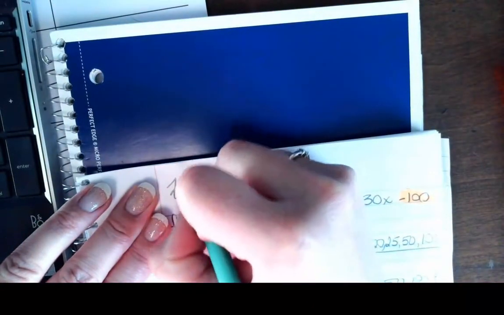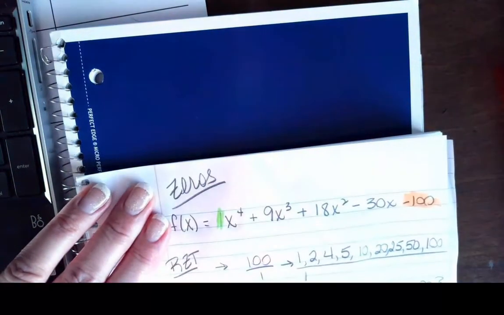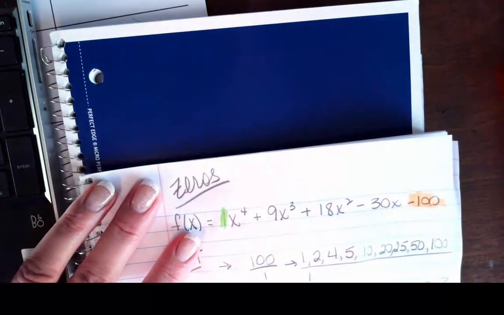So I'm going to put a little pile up here. Zeros. So I'm going to go over and try negatives at this point.